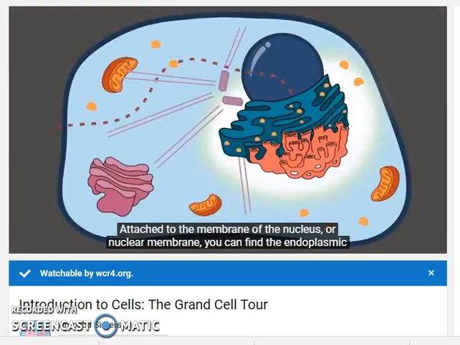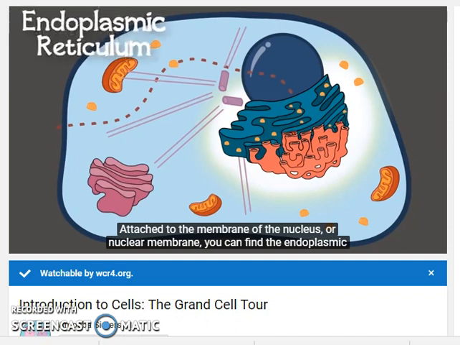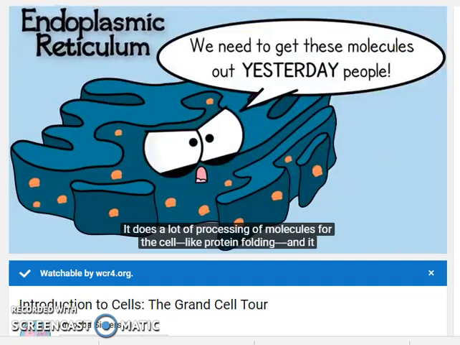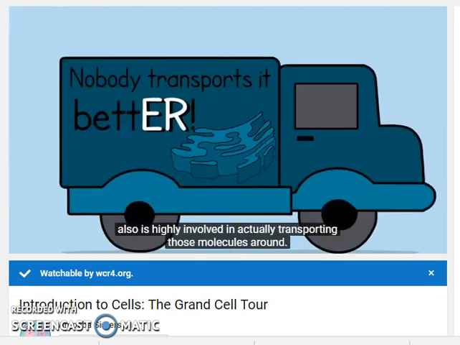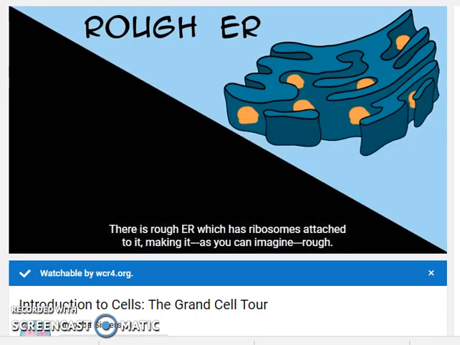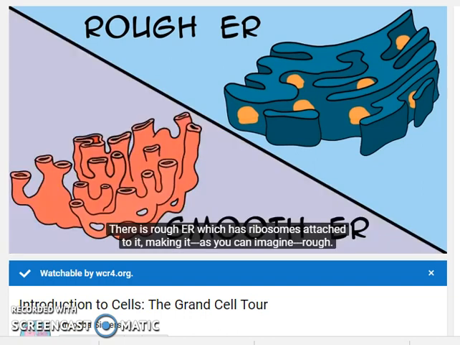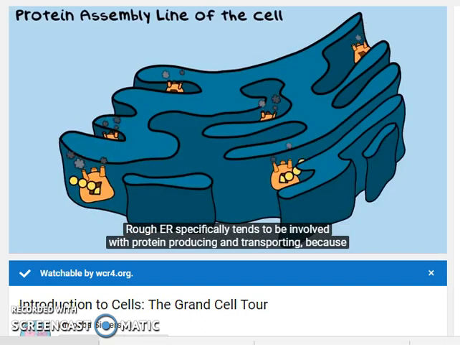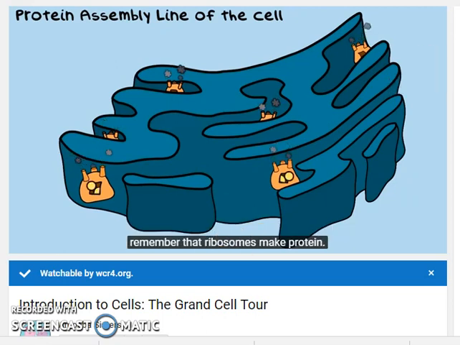produced. Attached to the membrane of the nucleus, or nuclear membrane, you will find the endoplasmic reticulum, ER for short. It does a lot of processing of molecules for the cell, like protein folding, and it's highly involved in actually transporting those molecules around, like a highway. And there's a rough ER, which has ribosomes attached to it, making it, as you can imagine, rough, and then smooth ER, which doesn't have the ribosomes. Rough ER specifically tends to be involved with protein producing and transporting, because remember that ribosomes make protein.